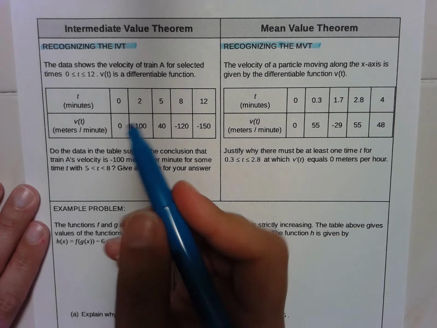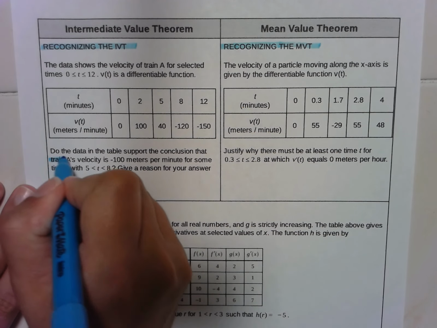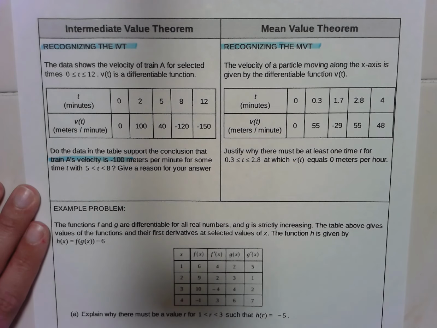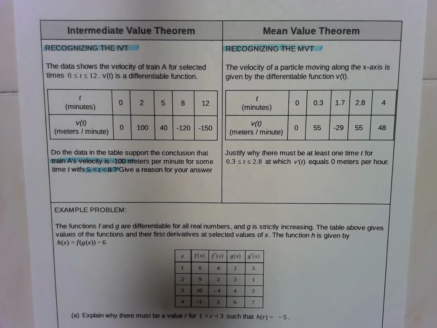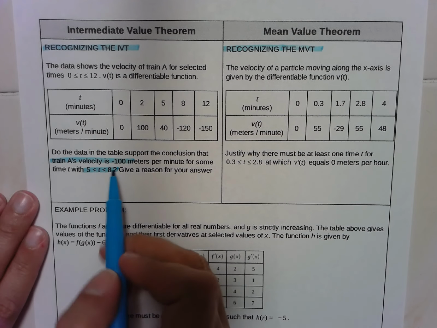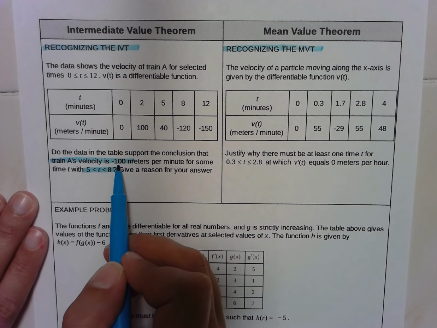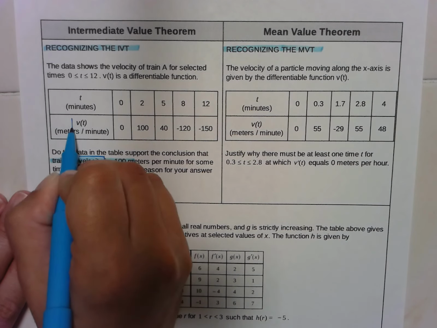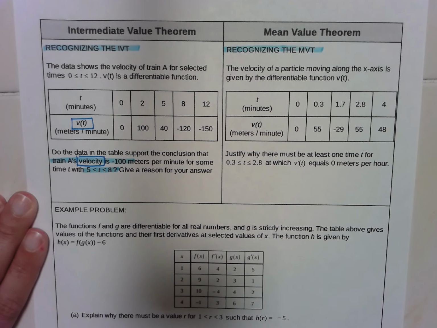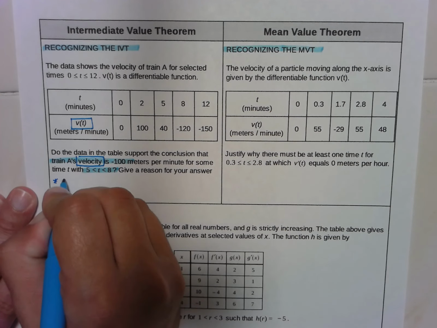Here's how you recognize the difference between these two problems. In this problem, it says, does the data in the table support the conclusion that train A's velocity is negative 100 over this specific time interval? What you're going to notice here is that we are asked to determine whether this is true or false. Does the data support this conclusion that the velocity, which is what we were given, is equal to a specific number?